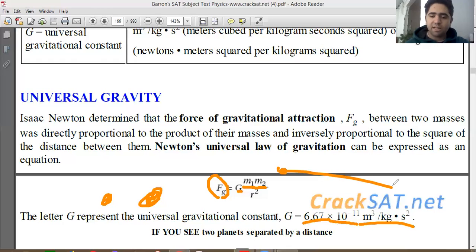If you have two planets, for example, and you want to calculate the force of attraction between them, you'll bring the gravitational constant, the mass of planet m1 and the mass of planet m2. You'll multiply these together, put them in the numerator, divide them by the square of the distance, and that is how you have the force of attraction between these two planets. Okay, hopefully that makes sense.